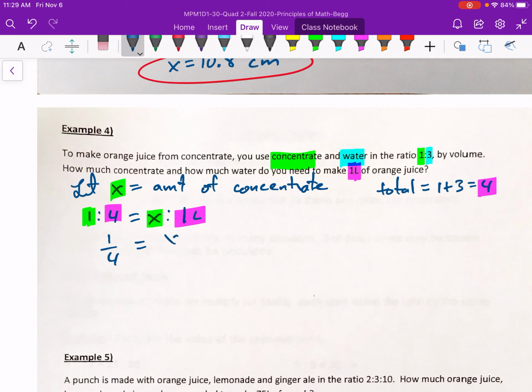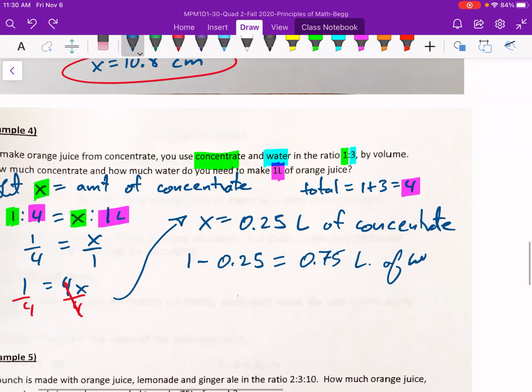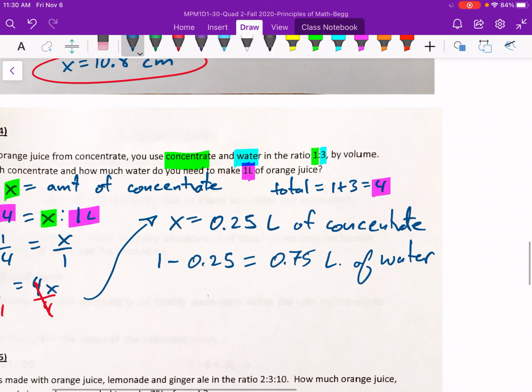So 1/4 equals x over 1, cross multiply, I get 1 equals 4x, divide each side by 4, and x equals 1/4 or 0.25 liters of concentrate, and therefore we need 1 minus 0.25, which equals 0.75 liters of water, because the rest of it has to be water, doesn't it? So these are the two things that we were asked to find.